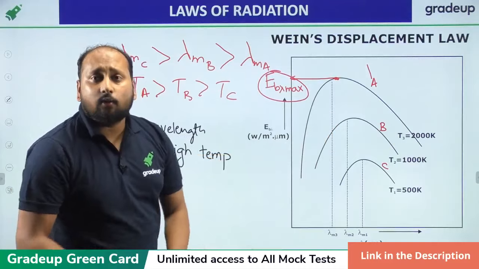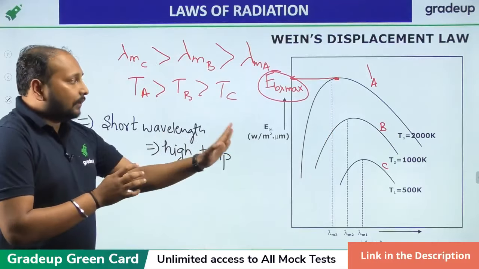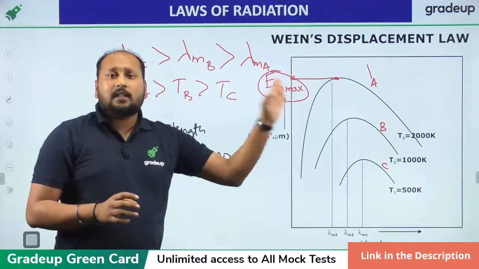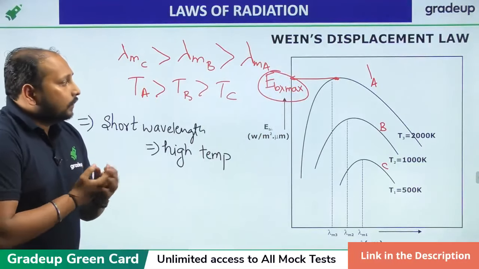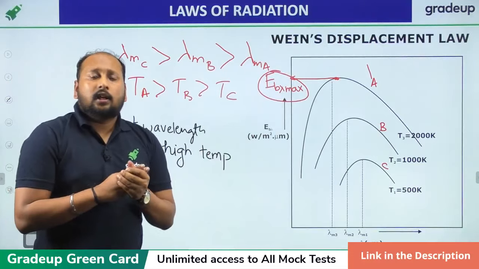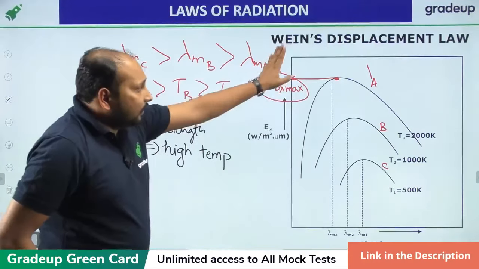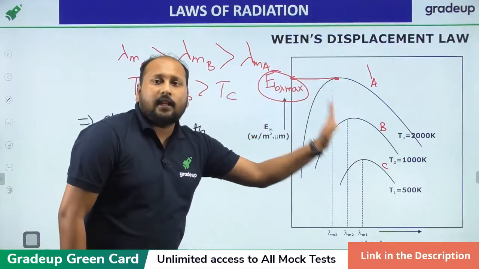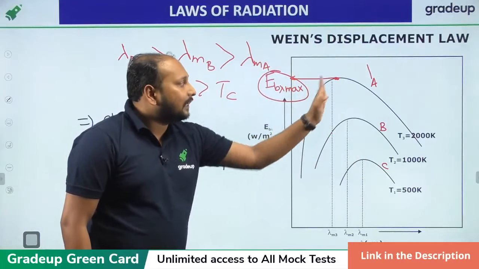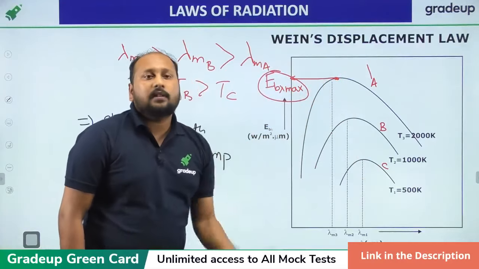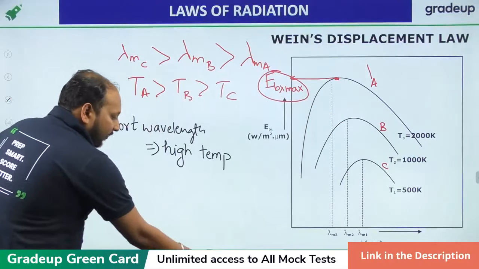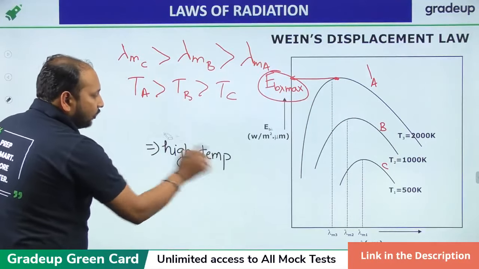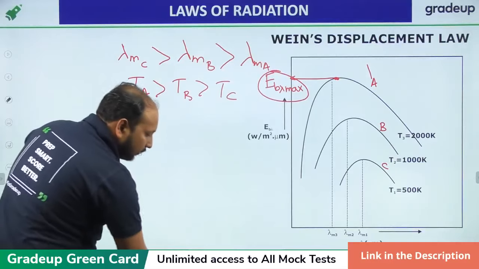If you are not able to understand, do let me know, because this is the most important concept from Wien's displacement and Planck's law. Any doubt in this? If you have any doubt, do let me know, because if you understand this curve, then you will easily be able to solve any problem coming from Wien's displacement law. Clear?